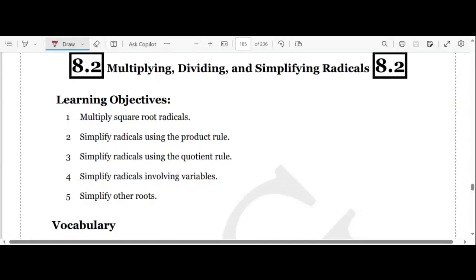8.2, multiplying, dividing, and simplifying radicals. Learning objectives: multiply square roots radical. Simplify radicals using the product rule. Simplify radicals using the quotient rule. Simplify radicals involving variables. Simplify other roots.